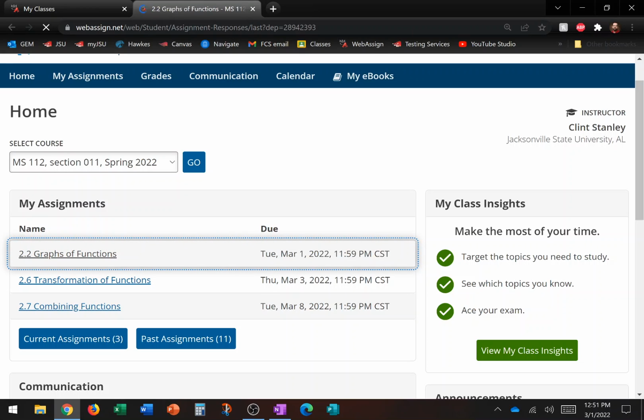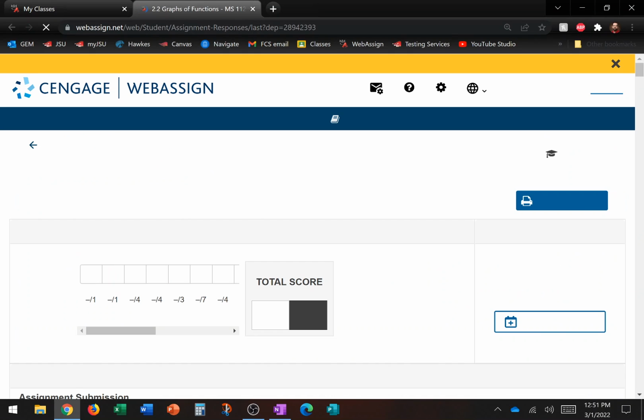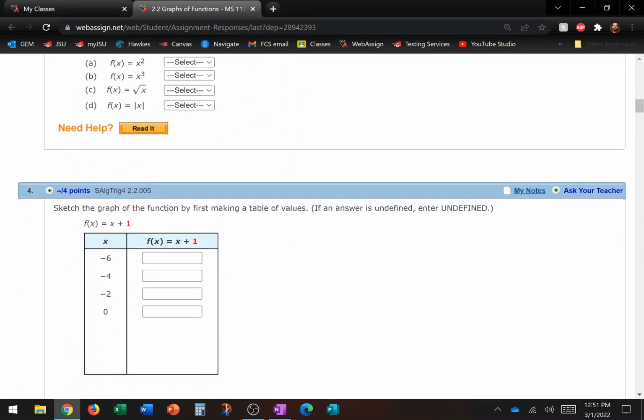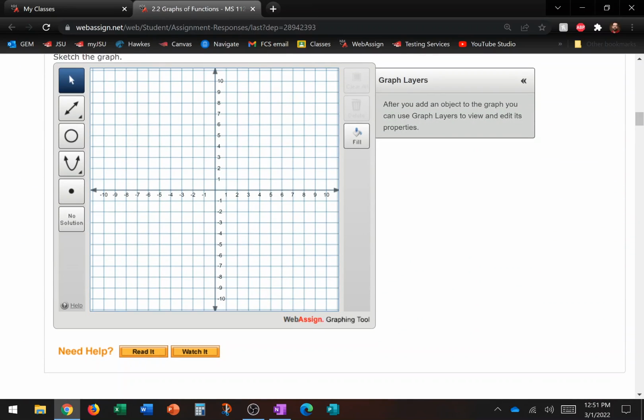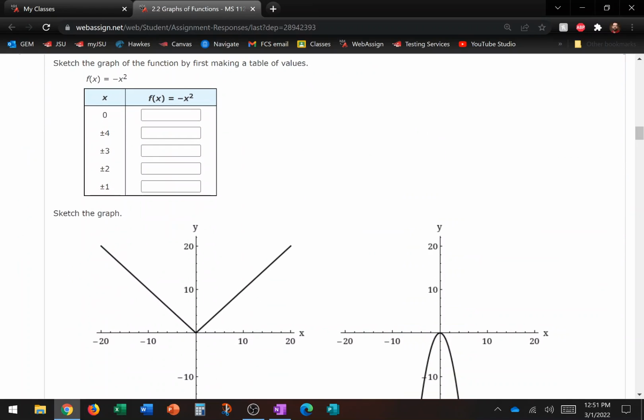Yeah, so on the one that's due tonight, there are a few of these, and let's find one where it's giving us that. Okay. So on these where it gives you plus or minus as the input, really what that's doing is counting as 2 points. So you would do it once with positive 4 and once with negative 4.